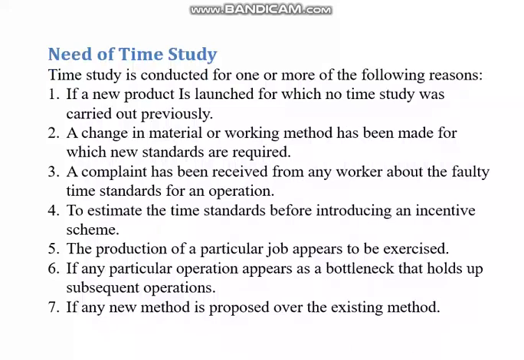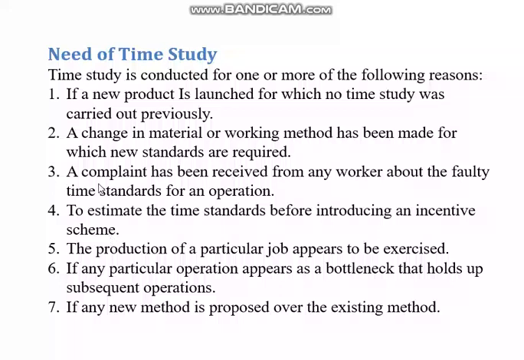Okay, suppose the material is changed. Earlier we used cast iron, now we are using mild steel. Then the timings will change, because the hardness of the material changes, and how much time you work on the machine, on the material, will change. So if there is a change in material, or the method is changed, then you have to set up new standards. So for that, again, you need to do time study.